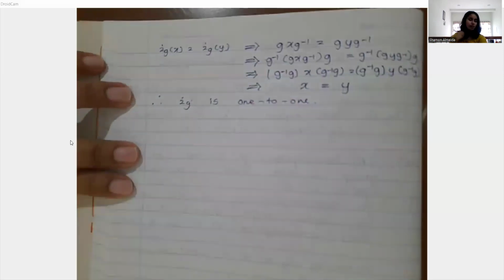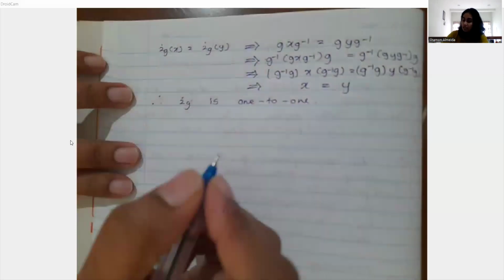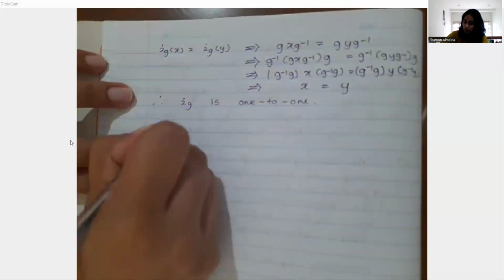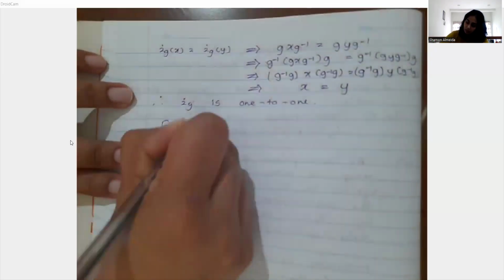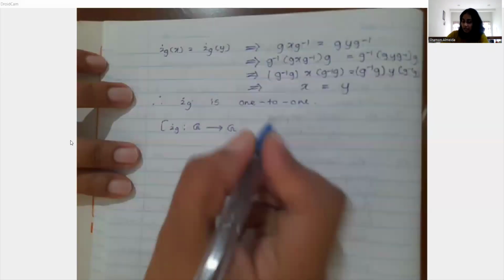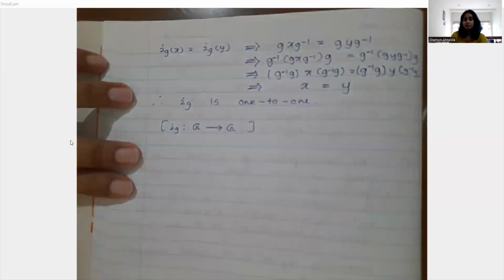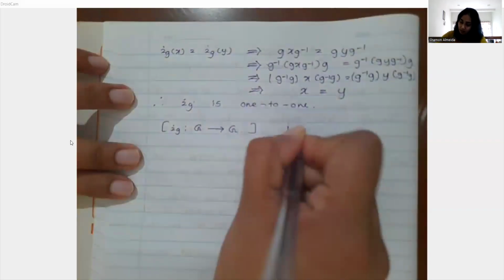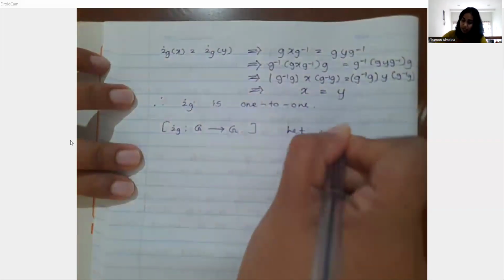Now we have to show that this function is onto. So I sub G is actually from G to G, right? So we take any element in G. Any element in G, we want to see that there is another element in G which will be mapped to this particular element through the mapping I sub G. So let's take y from G.